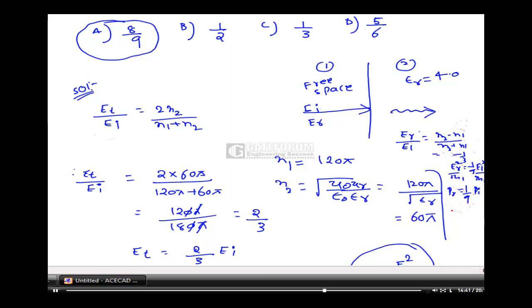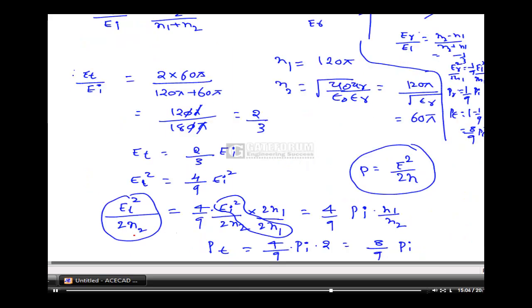Then what is the power transmitted? Power transmitted is nothing but 1 minus 1 by 9, so 8 by 9 of Pi is transmitted. So this is another way to solve this problem. It will take very less time compared with the transmitted wave method, or you can solve in either way. But you must be careful when you go directly with the transmitted wave, because there you are dividing with the 2 eta 2 factors.